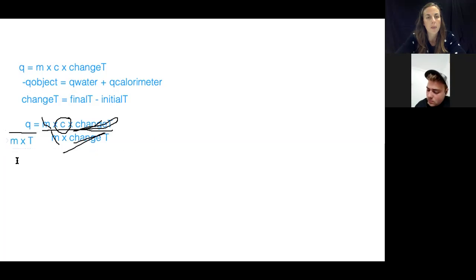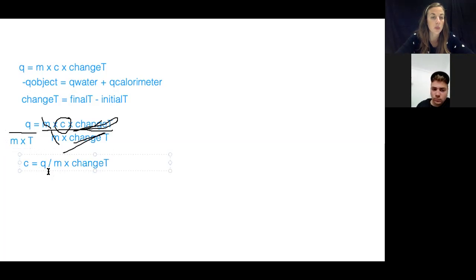Okay, so I'll rewrite out my equation. So C is equal to Q divided by mass times change in temperature. So this is the equation I'm going to end up using because they're asking me for specific heat. But I don't have all the pieces of this yet. I do have the mass. I do have the change in temperature, but I do not have Q. So I need to find how much energy my object released. Well, in order to find that, I need to figure out how much water absorbed and how much the calorimeter absorbed so that I can figure out the Q of my object.